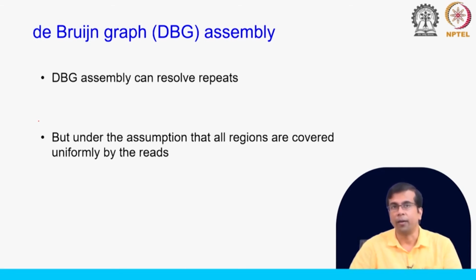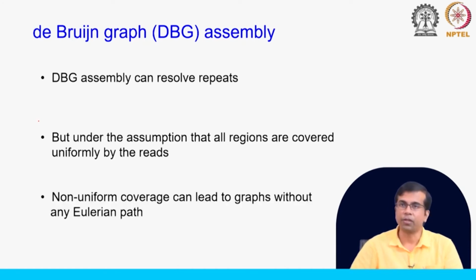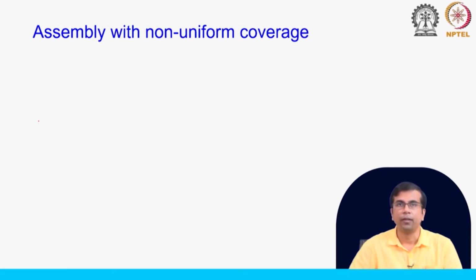Now, why I am saying this is critical, because in real life it is very unlikely that you will get uniform coverage from all the regions in the genome. And in that case you might not be able to find Eulerian paths, or the graph may not be Eulerian. So, what will happen if we have non-uniform coverage? We will see this can lead to graphs that will not have any Eulerian path. This is the example we will take now. We will do the assembly with non-uniform coverage.